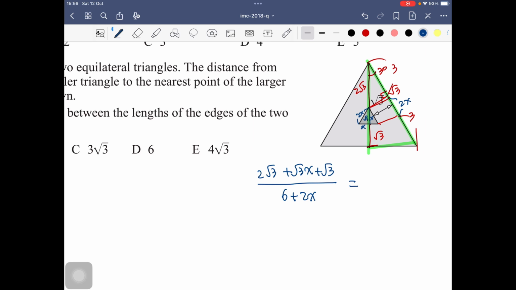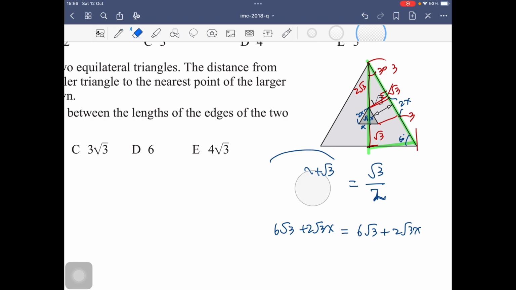This should be square root of 3 over 1. Is it? No, because this is the hypotenuse, so this should be 2, and that is the opposite of 60, so this should be square root of 3. So now we can do this cross multiplication, then 6 square root of 3, 2 square root of 3x is 4, this is 3 square root of 3, so 6 square root of 3 plus 2 square root of 3x. Oh, this doesn't solve.